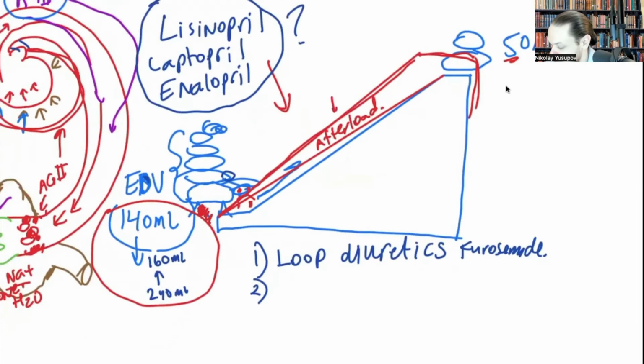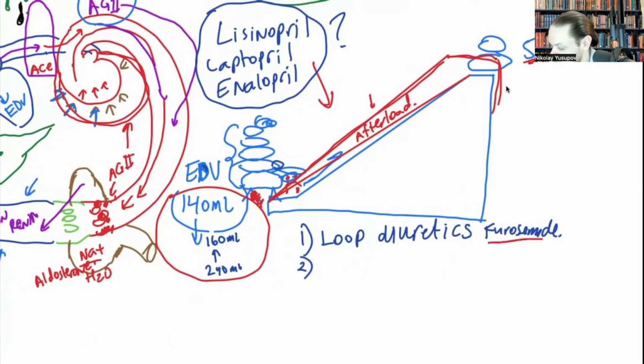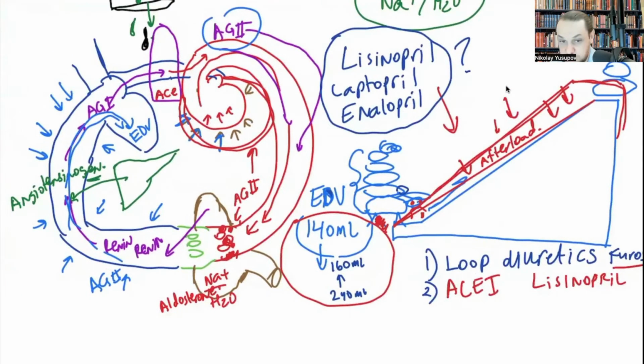So number one, we talked about loop diuretics, furosemide. Number two, they could get prescribed angiotensin inhibitors, let's say captopril, lisinopril, and their job is to reduce this afterload, which is going to go back to more of a normal slope. What else? What other medications can I give this person?